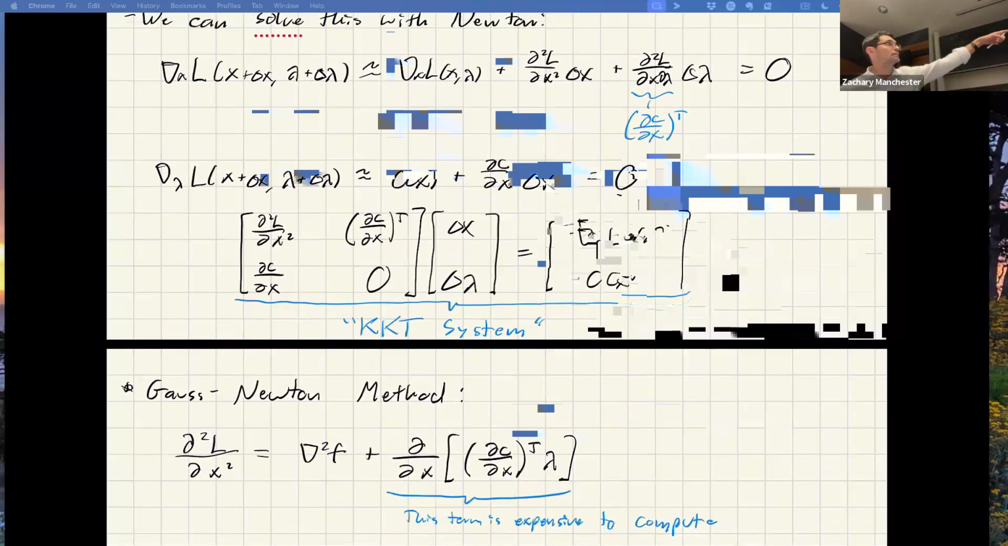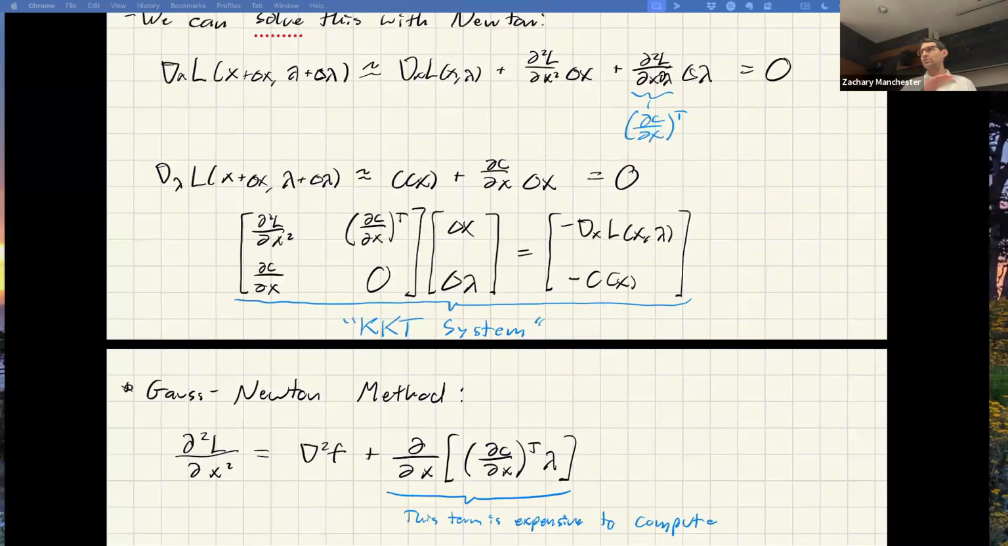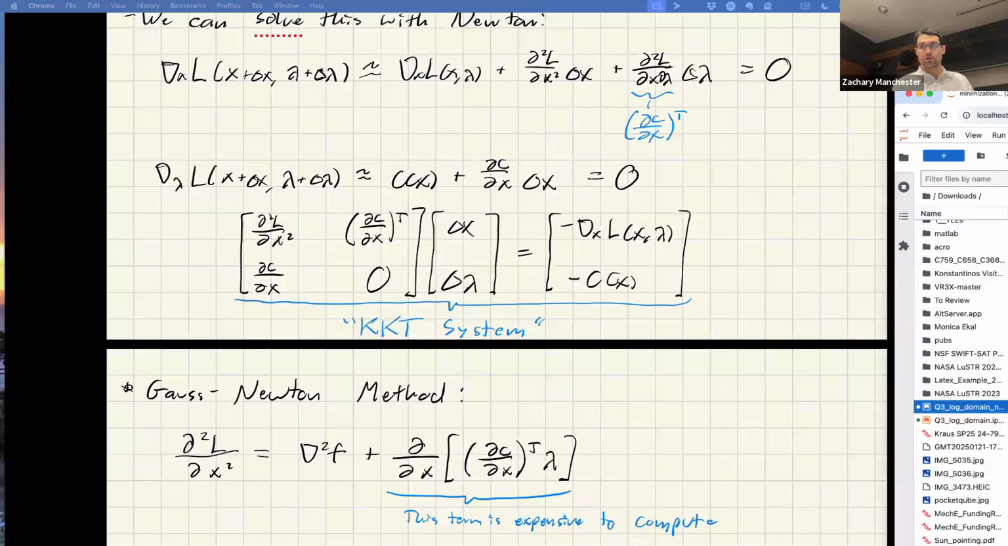Yeah, literally, we're just going to leave that second term out. And instead of using the Hessian of the Lagrangian, we're just going to use the Hessian of the objective, right? So we're just using Hessian of F. We're just completely skipping that second term. Cool? Okay, so let's go do it. Here's some code.